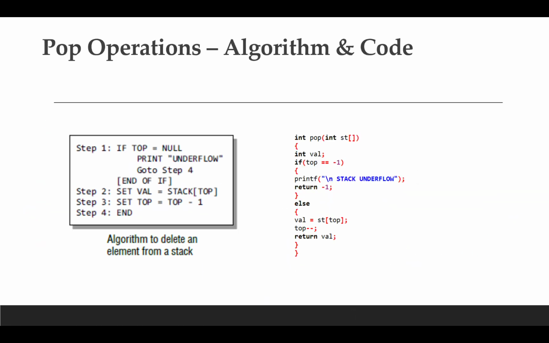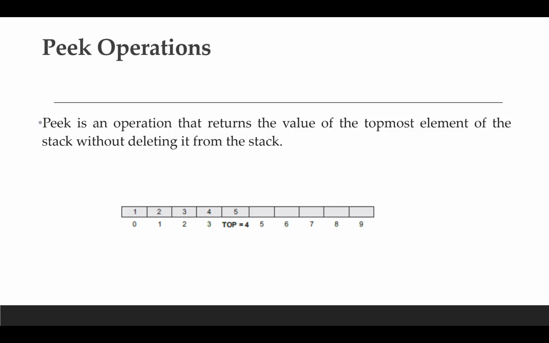So this is the algorithm. First we check the condition. If it is false, we go to the else part. We store the top value in one particular variable, then we decrement the value of the top. So this is about the pop operation. Next we will see the peek operation.